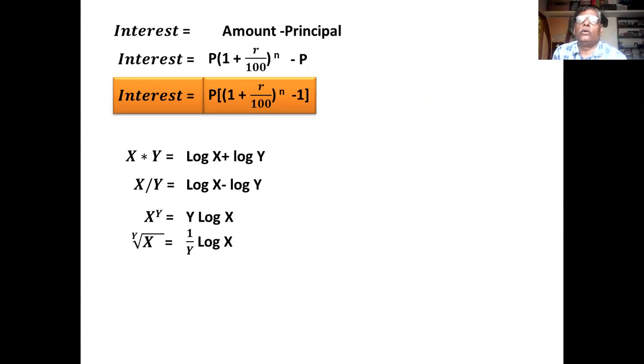How to see the logarithm? First of all, you have to find the characteristic. The logarithm is divided into two parts. One is characteristic, another is mantissa. Characteristic and mantissa. Remember this. Another part of the logarithm is called mantissa. Mantissa is the fraction part.